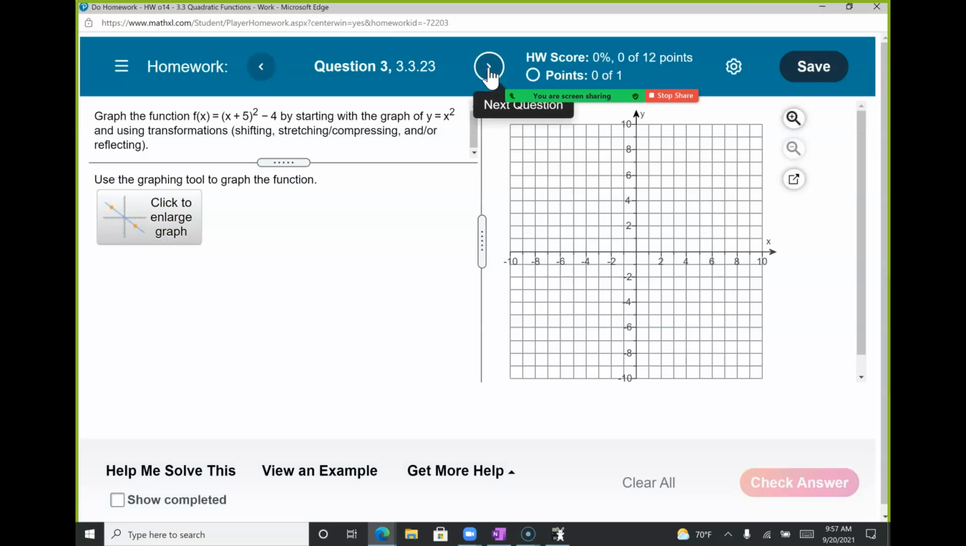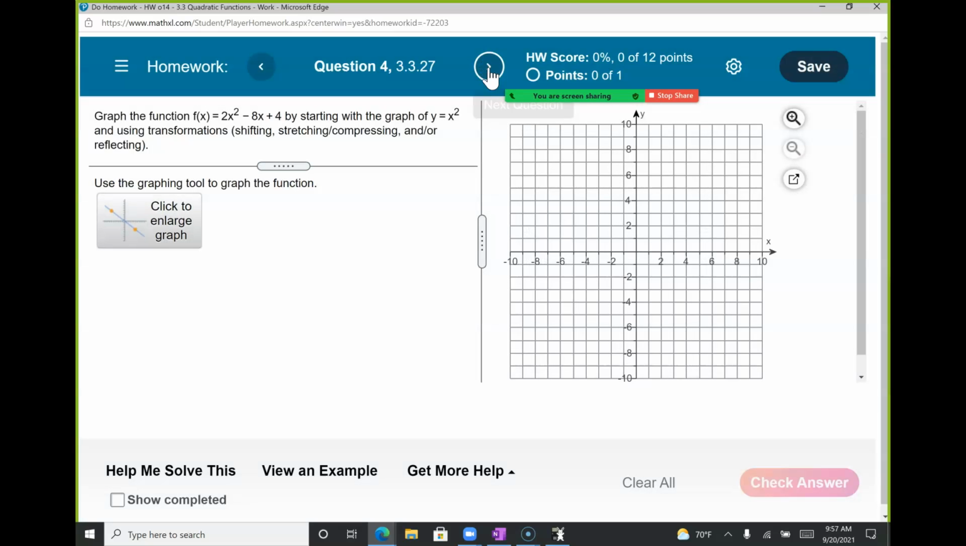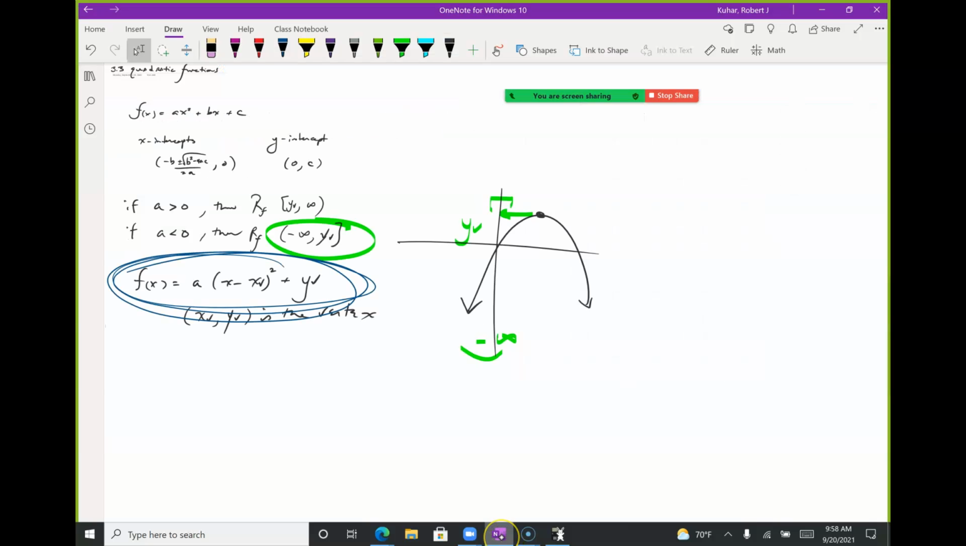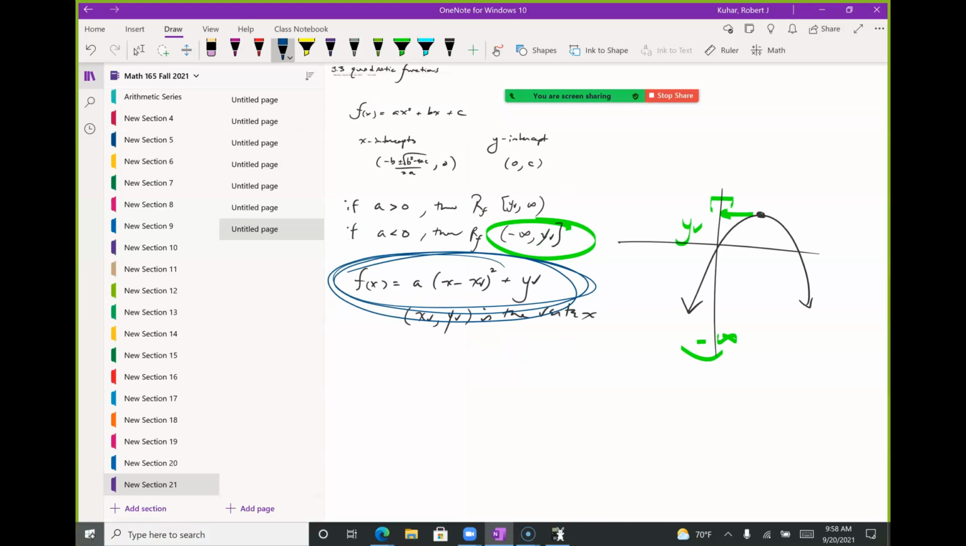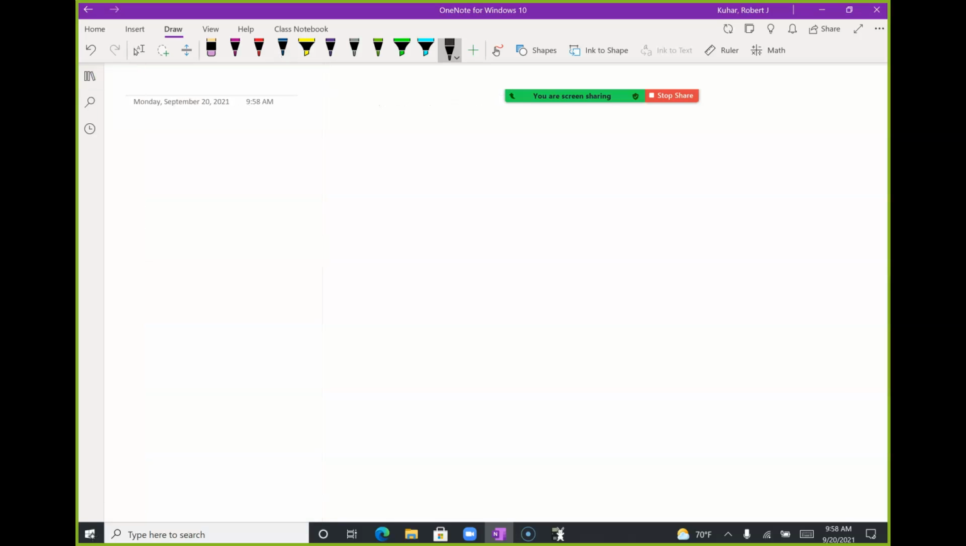So let's look at one here. Here we go. This is number 4: 2x squared minus 8x plus 4. Will you write that down for me so I don't have to look back? I'm looking at 2x squared minus 8x plus 4. I don't know why I can't remember stuff like this. But this is homework 14, number 4. So I had f of x equals 2x squared, help me, minus 8x plus 4.